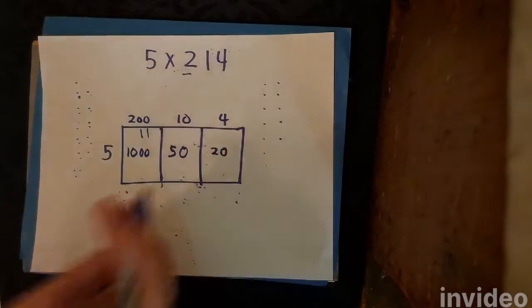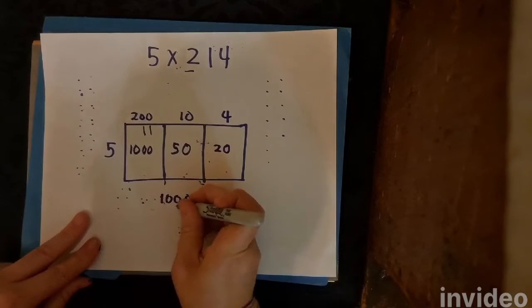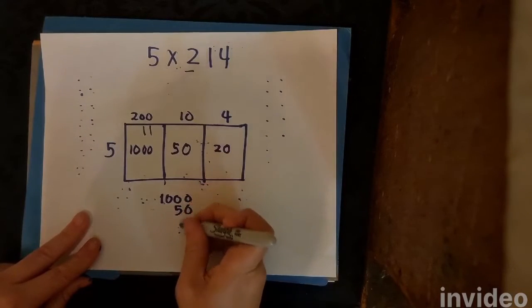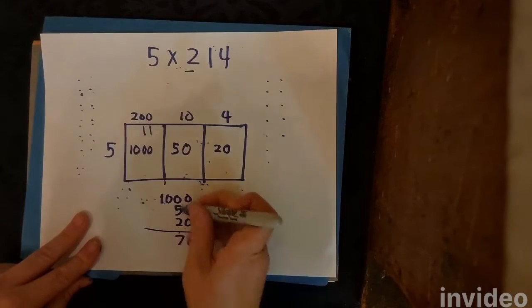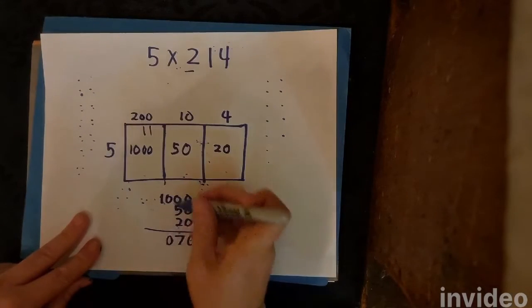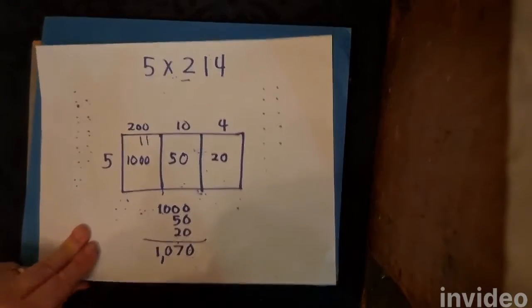Now, just like my blocks, I would add it all up. So I have my 1,000 plus my 50 plus my 20. No ones over here. Got 7 groups of 10. No hundreds and 1,000. So 1,070.